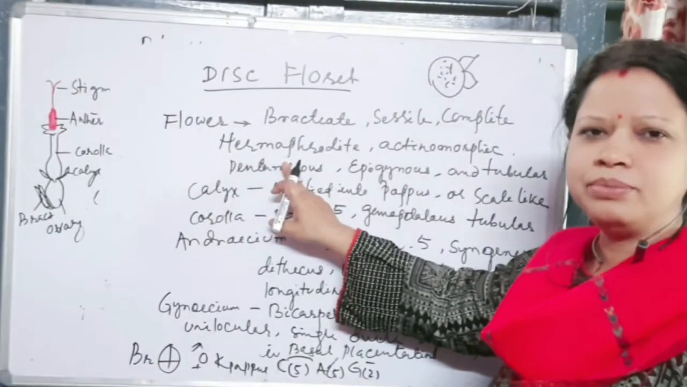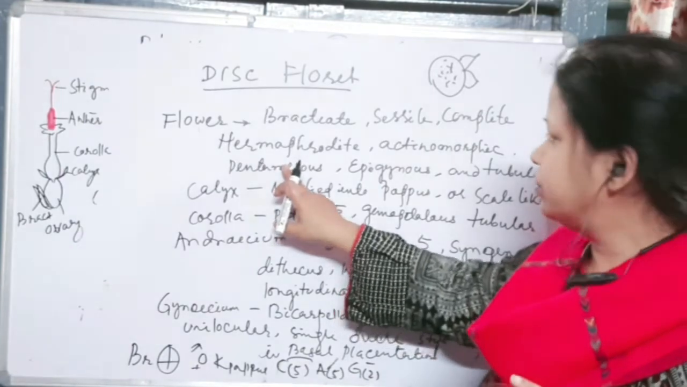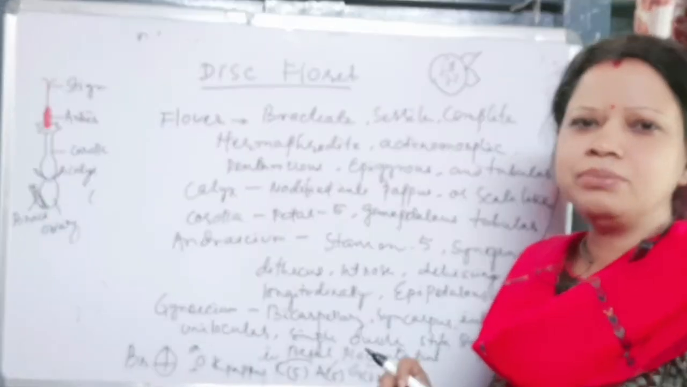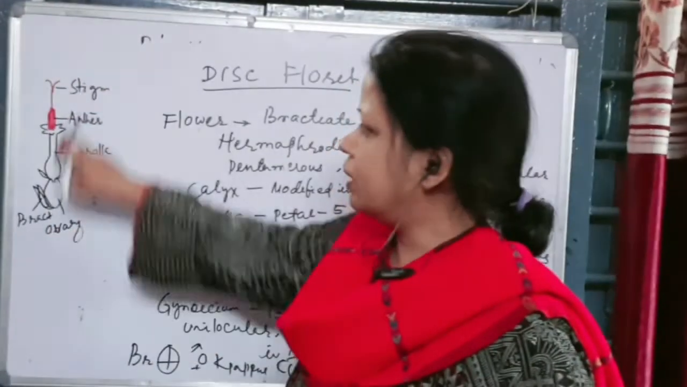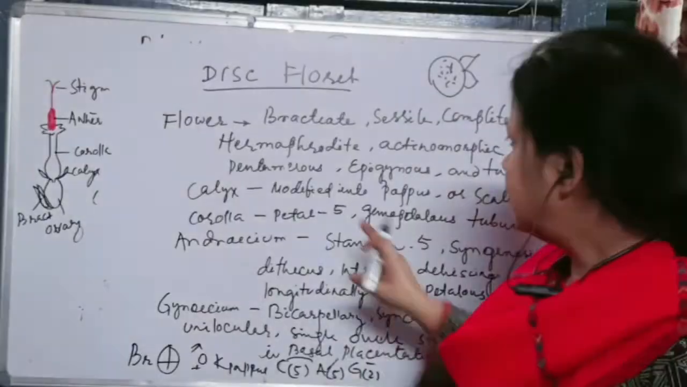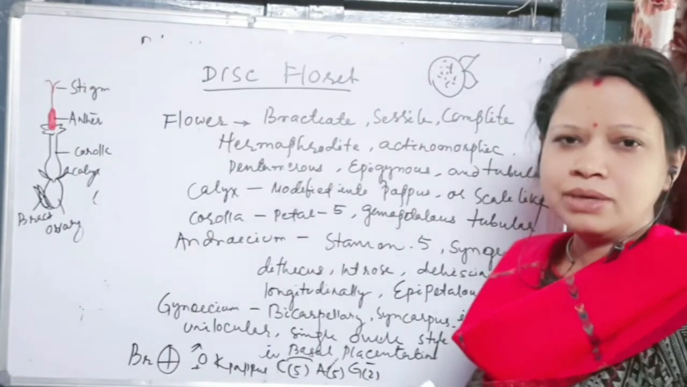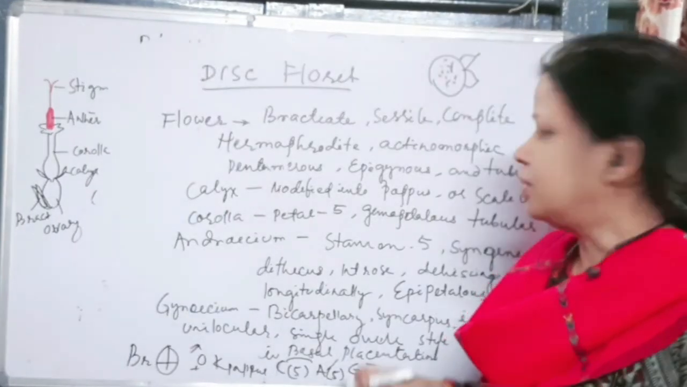Hermaphrodite. Hermaphrodite means bisexual, presence of androecium and gynoecium. Actinomorphic. Actinomorphic means this is a symmetric flower. It can be divided into two equal halves in any vertical plane. Then pentamerous, the number of calyx or sepals, petals and stamens, all 5 or a multiple of 5.